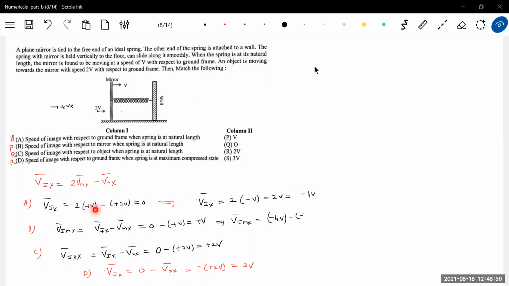First the mirror will be moving towards left, so this will become minus v, object is plus 2v. Okay, minus 4v we will get. Then velocity of image is minus 4v, and the mirror is v. So minus 4v plus v, minus 3v. Option S also will come. Option B, P and S.